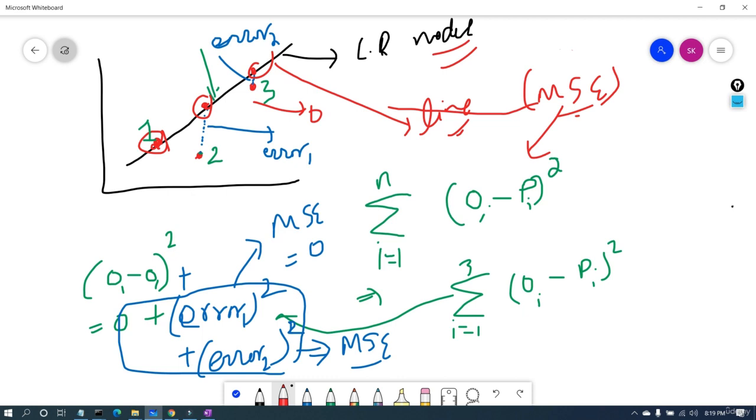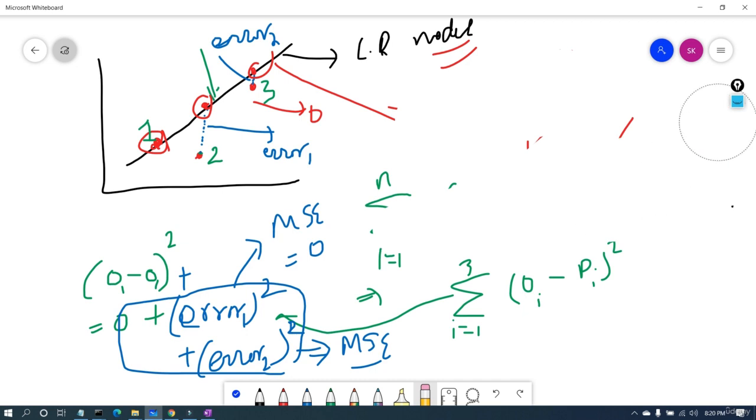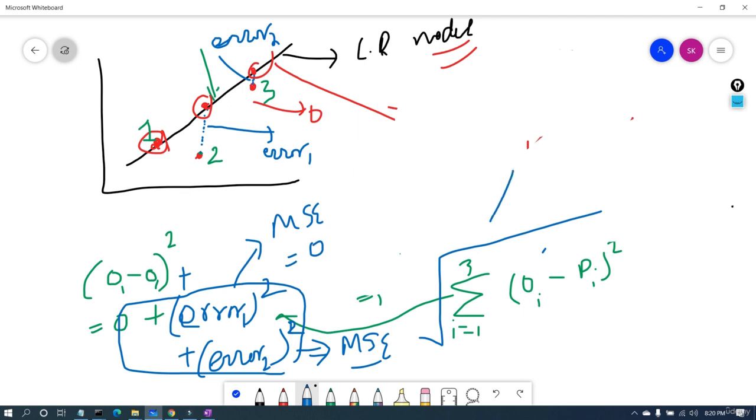Error is nothing but the distance between the observed and the predicted by the model, where observed is O and predicted is P. So the observed and predicted distance is the error, and we just square it in order to calculate this mean squared error. Now the next thing is RMSE. In this formula we have computed MSE. You can clearly see the formula for MSE. Now if I take a square root at the top of this MSE, it becomes RMSE. So this is the RMSE formula.